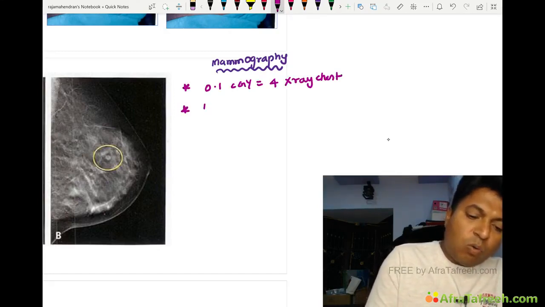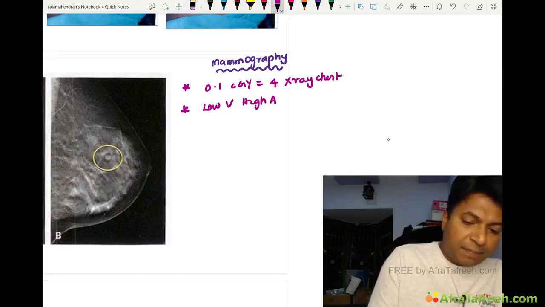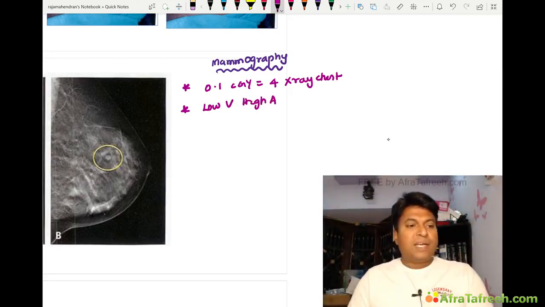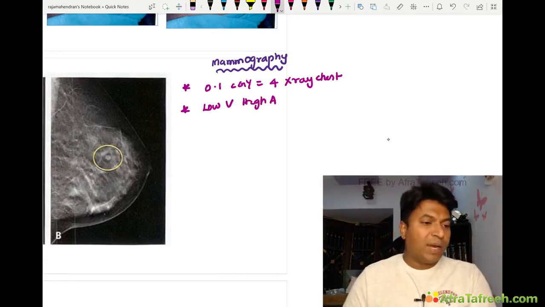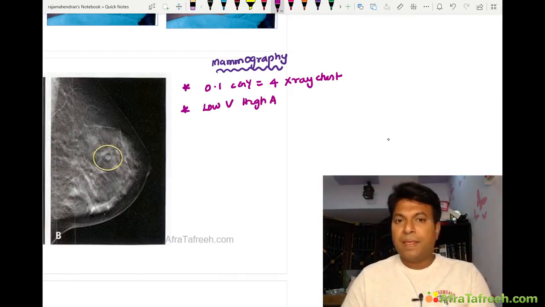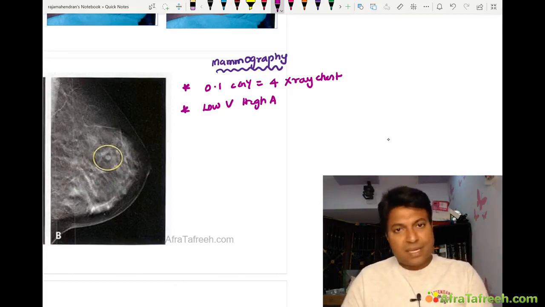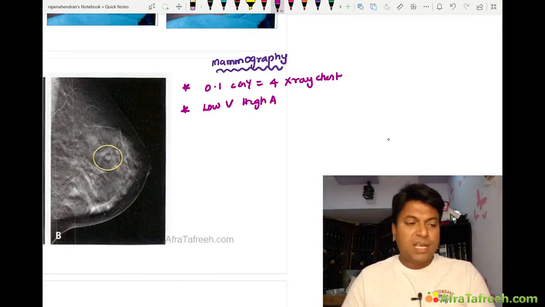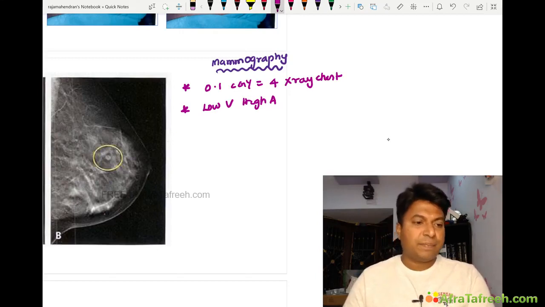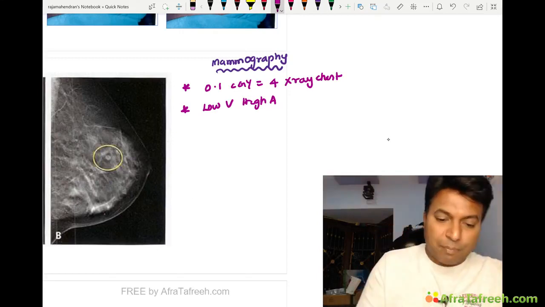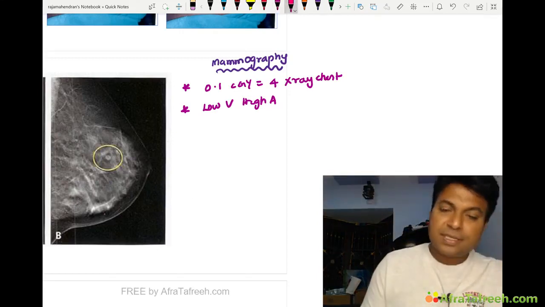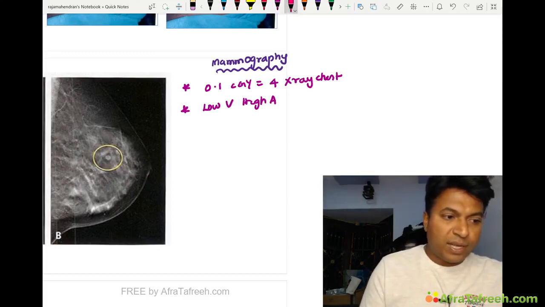It is a low voltage, high amplitude X-ray. It is nothing but an X-ray. Pectoralis major should not be included, Ajay. It is not a part of staging at all. Pectoralis major is the base of the breast, so it doesn't come in staging at all. So a low voltage, high amplitude X-ray is known as mammography. Yes, I will tell about it. Don't worry, Ajit.